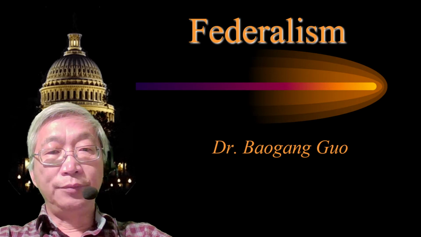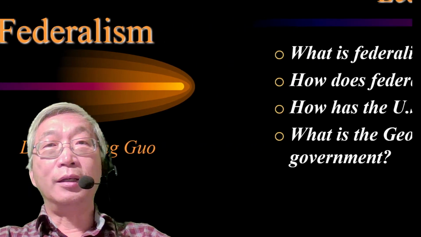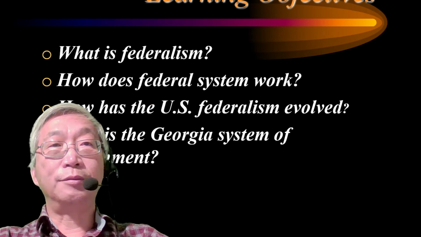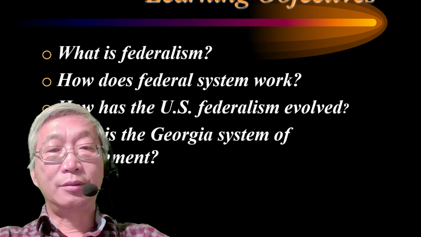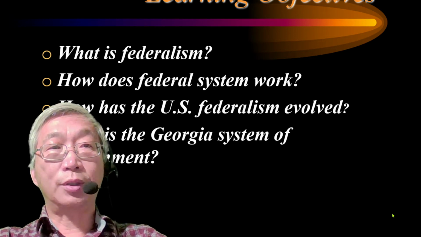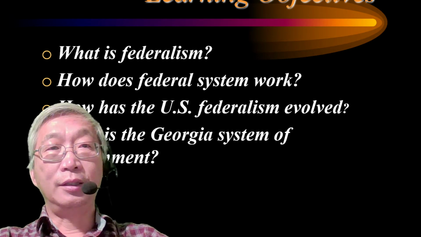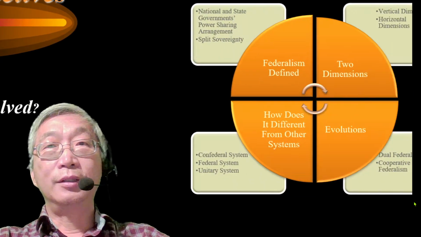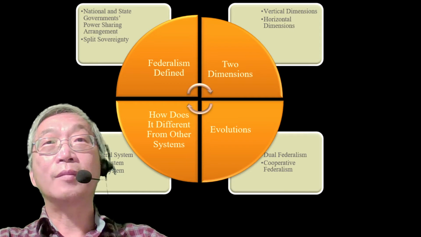When you study the content of this module, focus on a number of central themes. One is what is federalism? How does the federal system work? How has the U.S. federal system evolved? And lastly, what is the Georgia system of government? So here's a concept map. Hopefully, this will be a little bit useful to you.